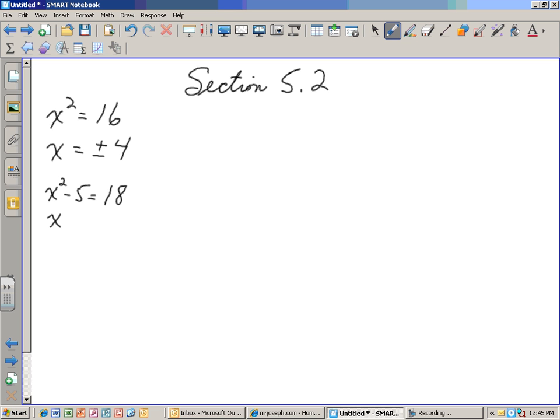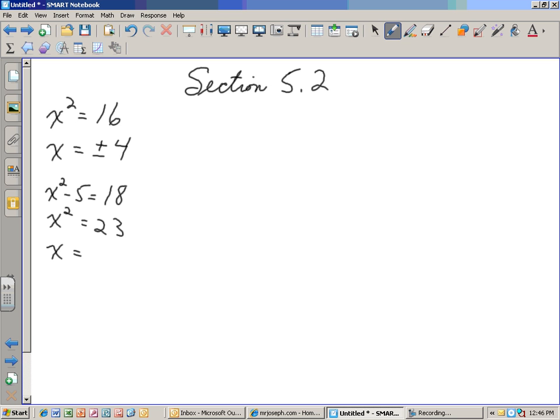Your directions will say, give an exact answer, and then give answers rounded to the nearest hundredth. Okay? Give an exact answer. Well, let's add 5 to both sides. x squared equals 23. Square root both sides. x would equal what?